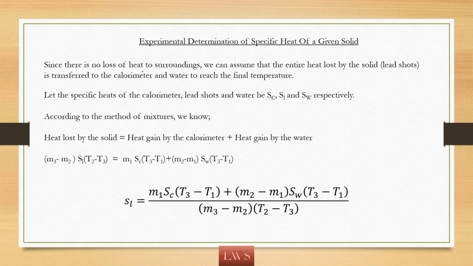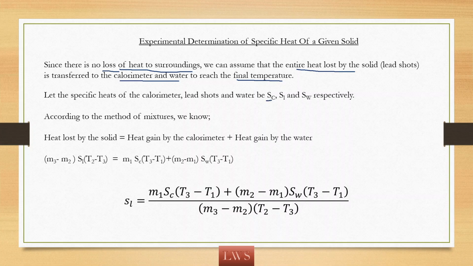Now, the hot lead shards from the hot water we quickly transfer to the cool water, and we are assuming that there is no heat lost to the surroundings. As we quickly transfer the lead shards from hot water to cool water, I am assuming there is no loss. Whichever heat is lost by the lead shards will be completely transferred to the water and calorimeter, so that they reach the final temperature.